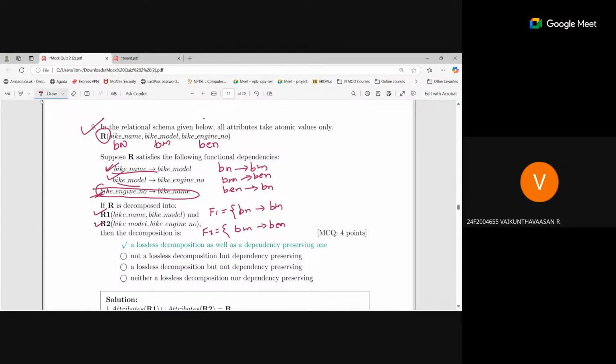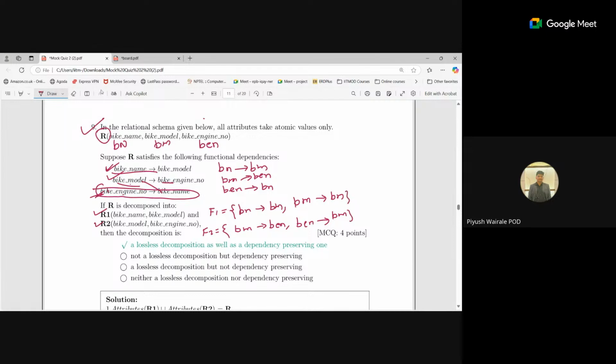Okay. So first write down all the applicable functional dependencies. Can we add a few more functional dependencies in F1, F2? Yes, bike model to bike engine number in F1. Bike model to bike name is also applicable there, because if you take the closure of bike model, you get engine number, and from engine number, bike name, so we can write like this. Similarly here, bike engine number determines what? Bike model, right?